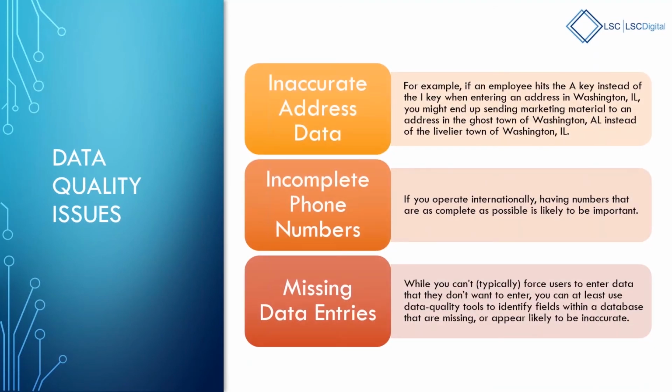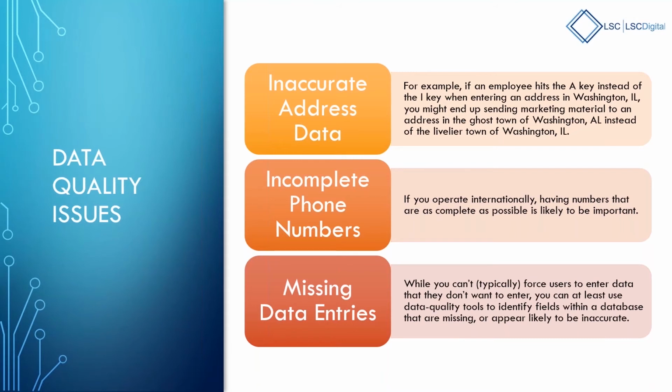The first and foremost is inaccurate address data, and this is probably the most important in my opinion. This is sort of a silly example, but we're going to go through it anyway. If you have a data entry person who is hitting the A key instead of the I key when entering an address in Washington, Illinois, you might end up sending marketing material to an address in the ghost town of Washington, Alabama, instead of the livelier town of Washington, Illinois. So what's the big deal? It's an A and not an I. Well, the big deal is that not only do you have an inaccurate address, but you're also wasting money on postage and print.